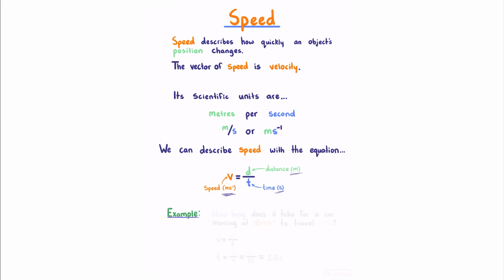Note that our units of meters and seconds give us our final unit of meters per second. Using this equation in an example, how long does it take for a car moving at 10 meters per second to travel 25 meters? Using the equation, velocity is distance over time, which we can rearrange for t, substitute in our distance and velocity, which gives us 2.5 seconds.